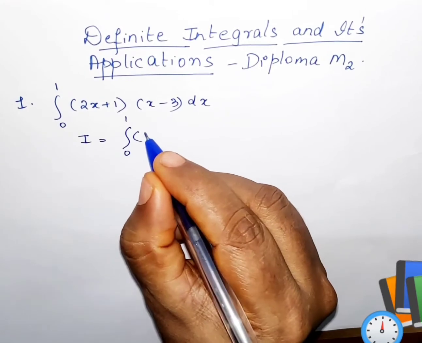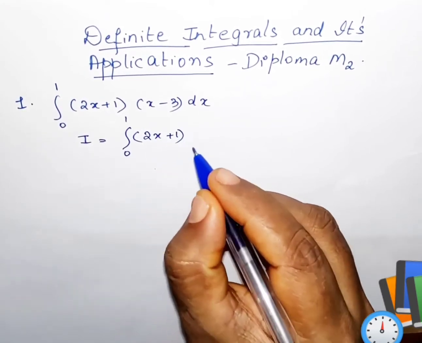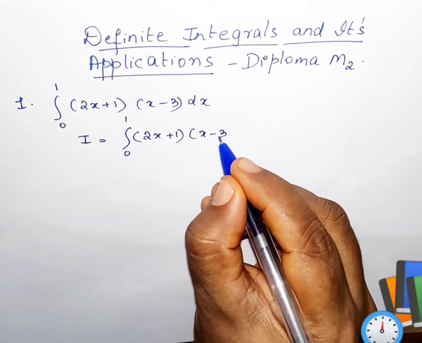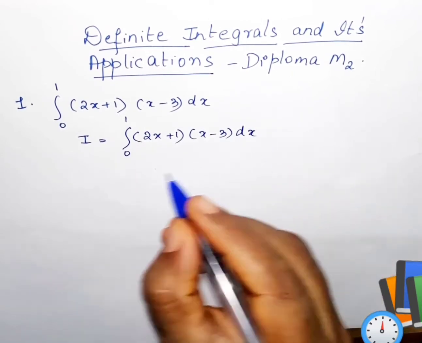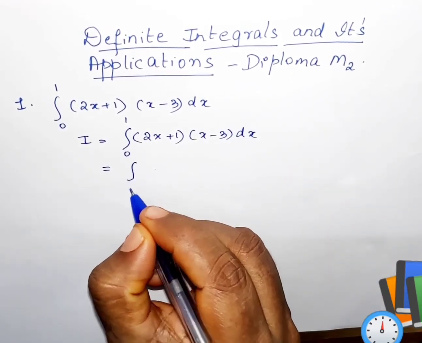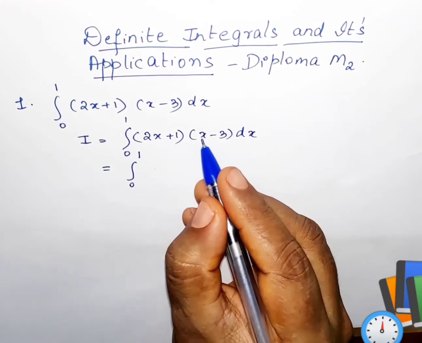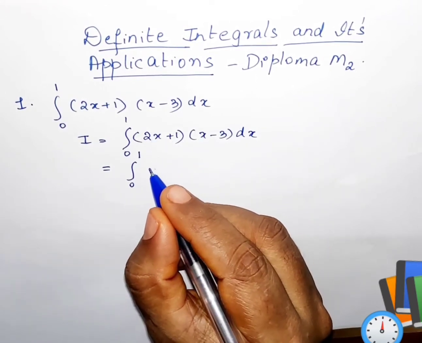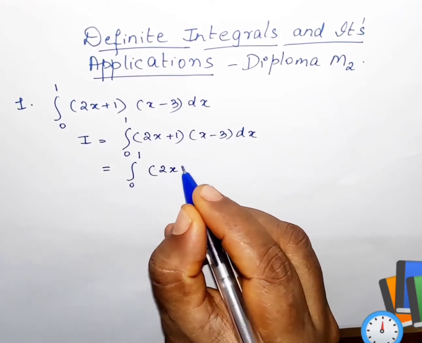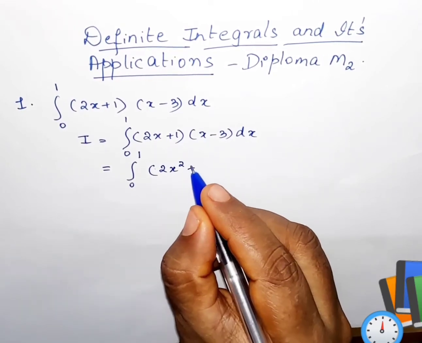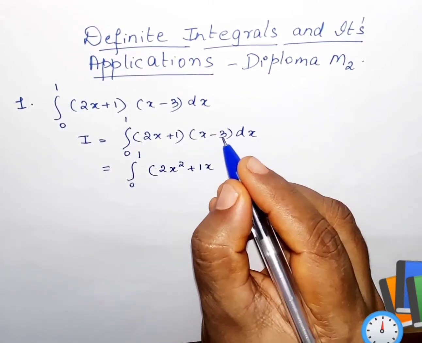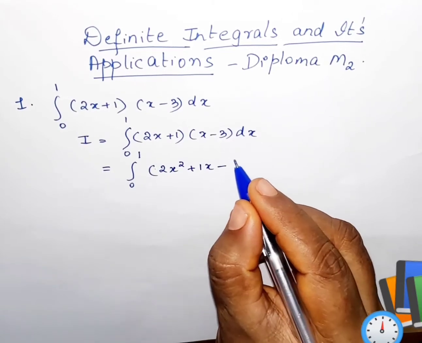First let us write I is equal to the given integral, that is integral 0 to 1, 2x plus 1 into x minus 3 dx. This will be equal to 0 to 1. We have to multiply 2x plus 1 with x minus 3. So on multiplying 2x with x we get 2x square plus 1 into x is 1x.